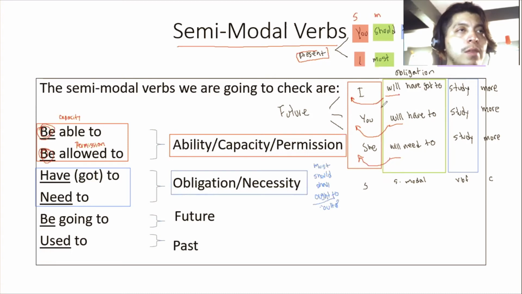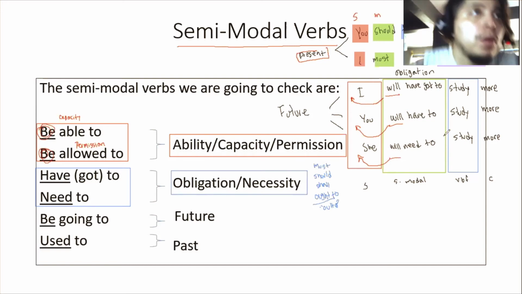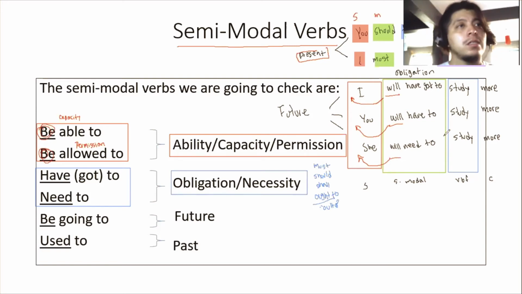Your subject and the auxiliary of your modal verb switch positions, and then you have: Will I have got to study more? Will I have to study more? Will she need to study more in the future? Okay? So again, this is the good thing about semi-modal verbs.